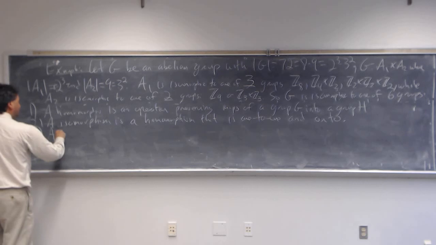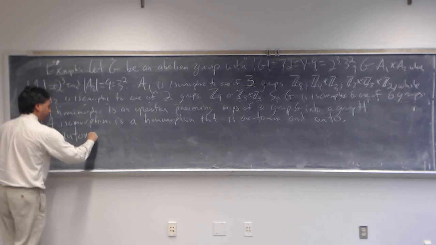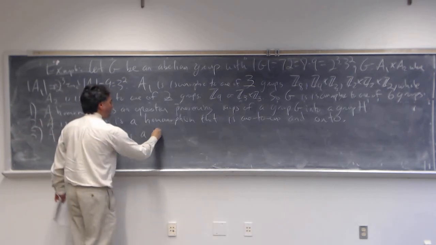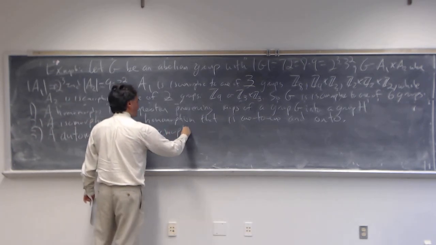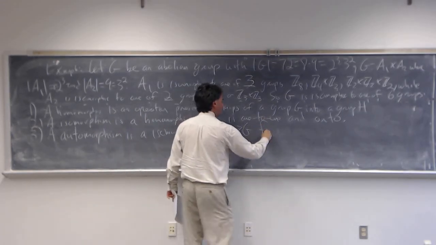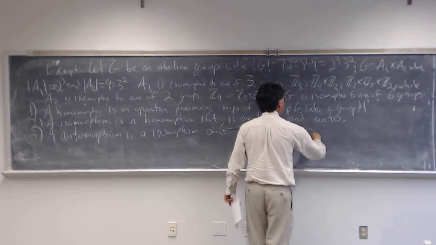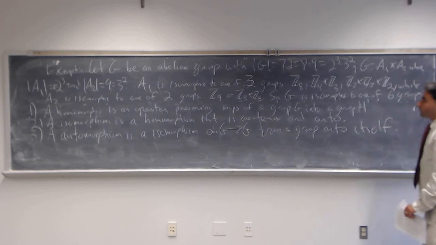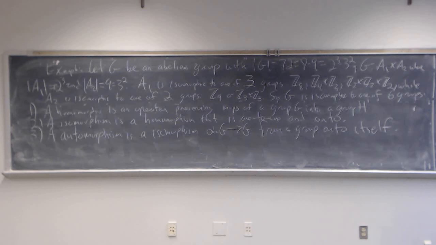A new definition is an automorphism. An automorphism is an isomorphism basically from a group G to G, from a group onto itself. So an isomorphism goes between 2 different groups, not necessarily the same, but no restriction, they could be the same. When they are the same, that's a special type of isomorphism that we call an automorphism.